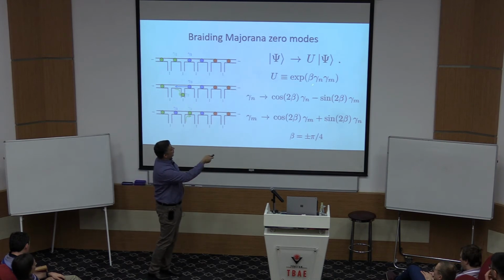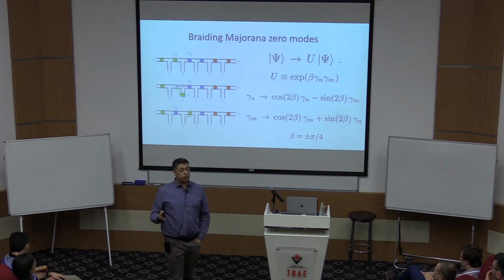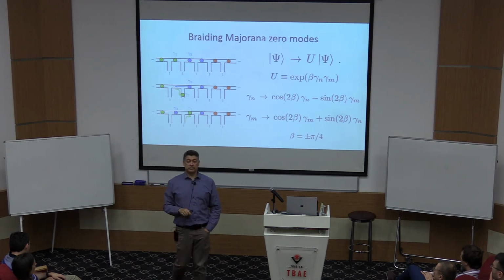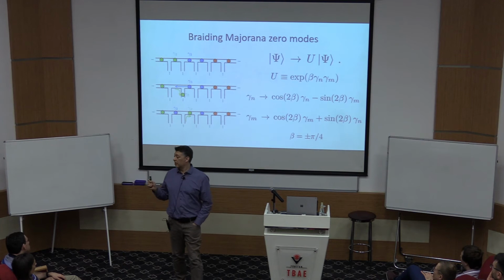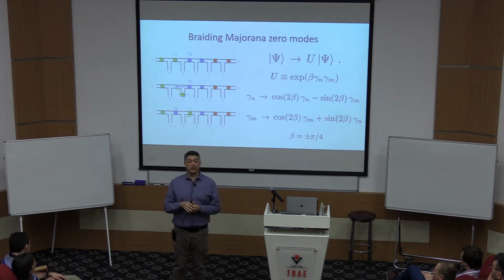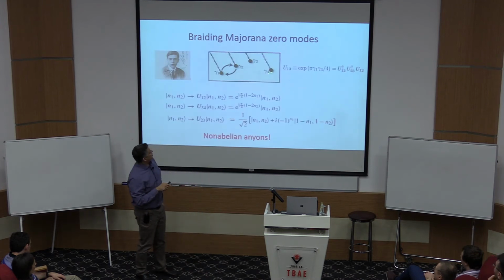Now, if you want to actually exchange them, gamma n has to go in some way to gamma m, and gamma m has to go to gamma n, and that corresponds to this beta being equal to pi over 4. So that operator performs the exchange. And there is a very important, and this is a necessity, all-important sign here, and that sign change does the trick of converting this one fermion from one place to the other.